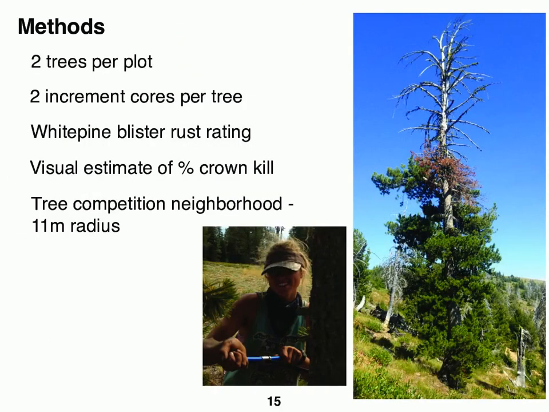Okay, and within each plot, I sampled 2 trees per plot for coring, and I took the 2 biggest trees in the 2 largest size classes that were available. I took 2 increment cores from each of those. And I gave each tree a white pine blister rust rating. I used the Forest Service protocol, and then I visually estimated the percent crown kill from blister rust. And this is a tree that had some crown kill. And then I also did the competition neighborhood, tree competition neighborhood. And I'm eventually going to use that in analysis to help predict growth response.